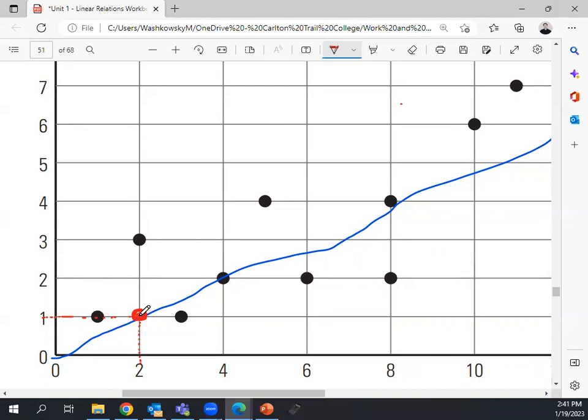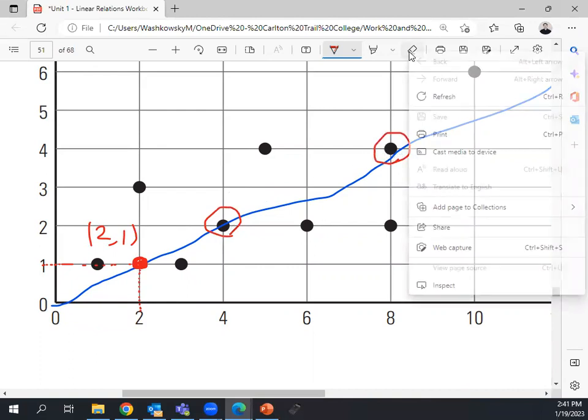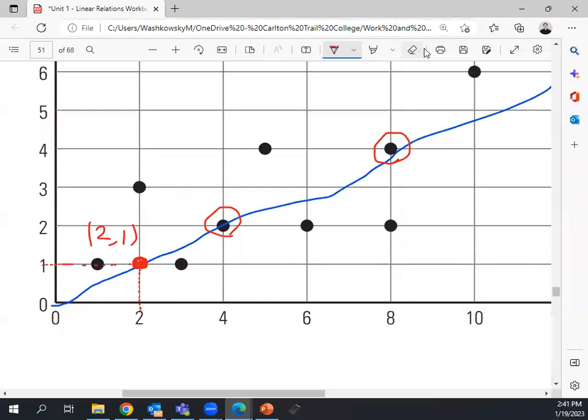This is not a point they gave you, but I can see that this is at 2 on the x and 1 on the y. That's a nice, clean, easy point you could use. You could use these ones too. Those are also at really nice areas, but you just need a point or two to be able to figure out the slope.